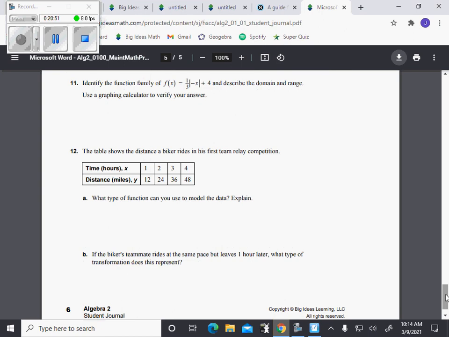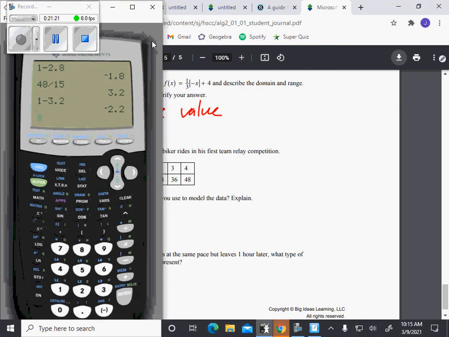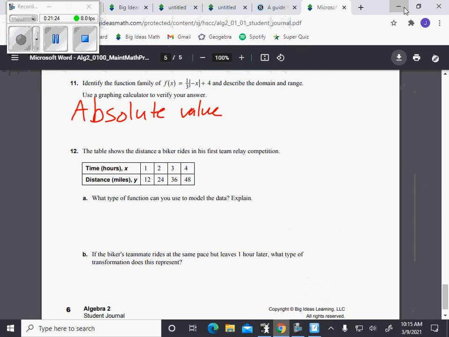Number 11. Identify the function family of f of x equals 1/3 times the absolute value of negative x plus 4, and describe the domain and range using a graphing calculator to verify your answer. Don't use a graphing calculator, that's fine. Identify the function family. What is it? Okay, I'll use my graphing calculator here. I'll pull it up. We'll get that going in a second. Describe the domain. Okay, so that's all we have to do. We just have to plug this in and describe the domain and range.